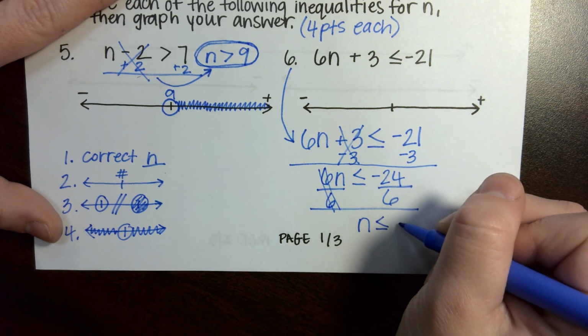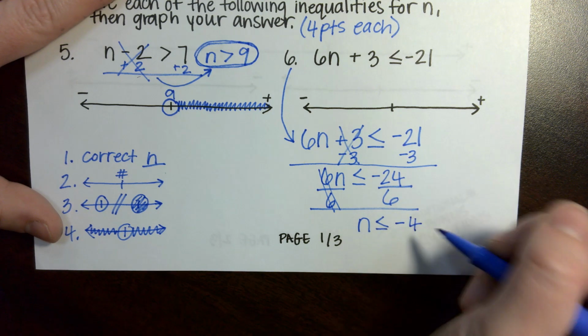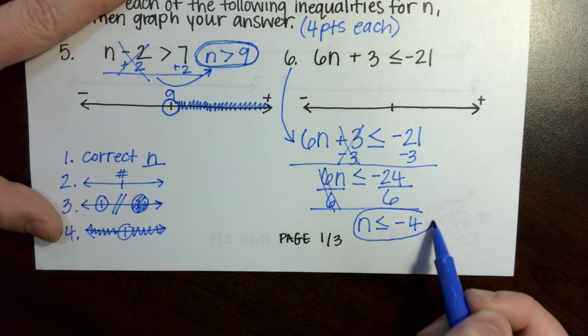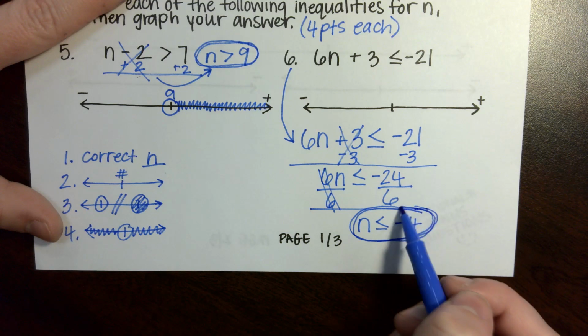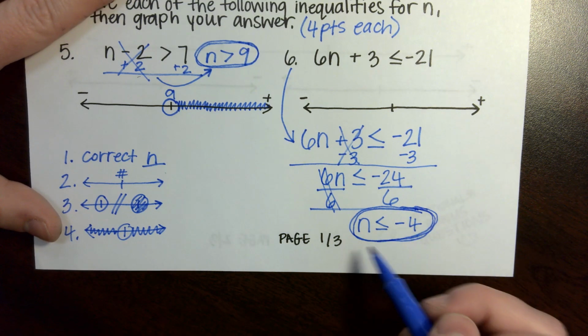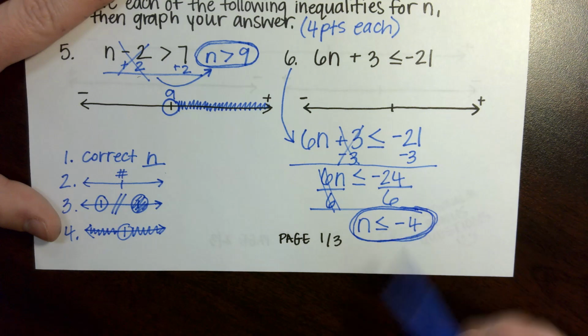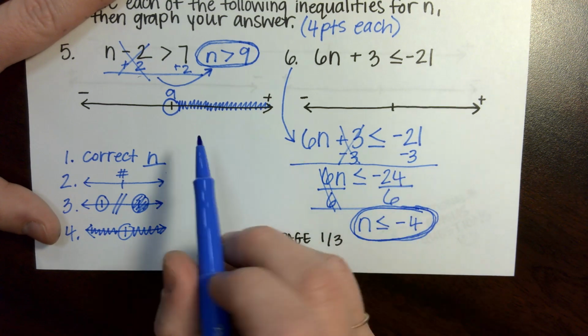Negative 4. Negative 4. You guys get that? I knew how to do it, but I forgot that negative sign. Right, we gotta be super careful at every step. Make sure we don't forget something. That's all right. So we got n is less than or equal to negative 4. So our inequality is solved. We got the correct n.